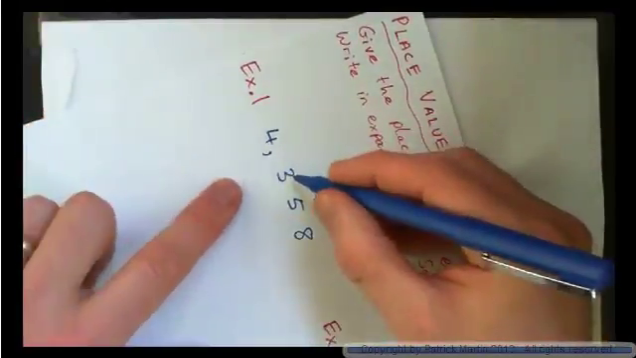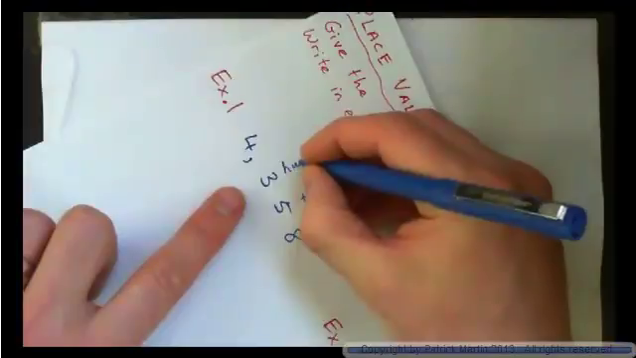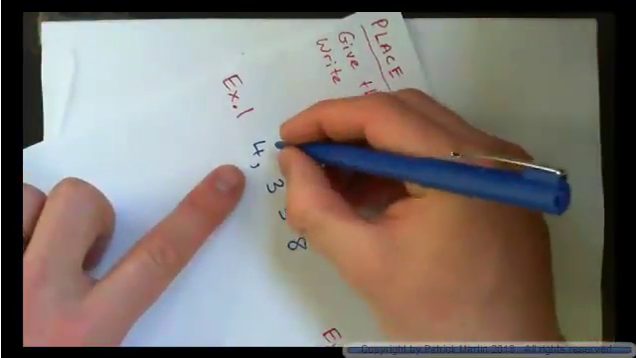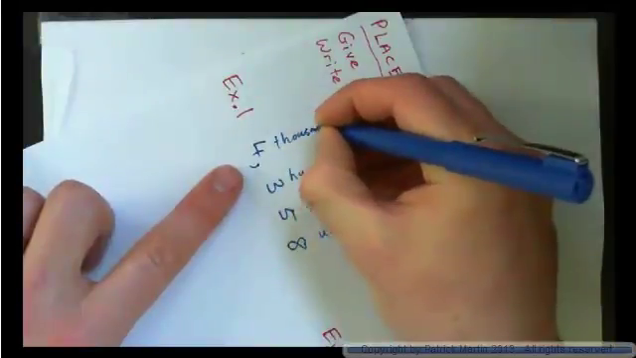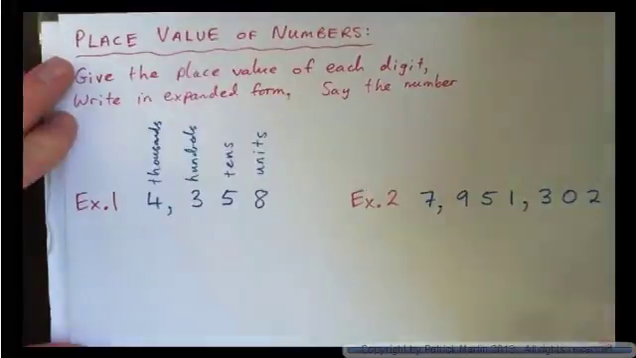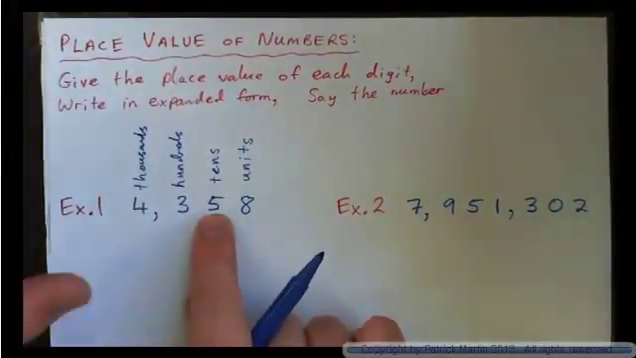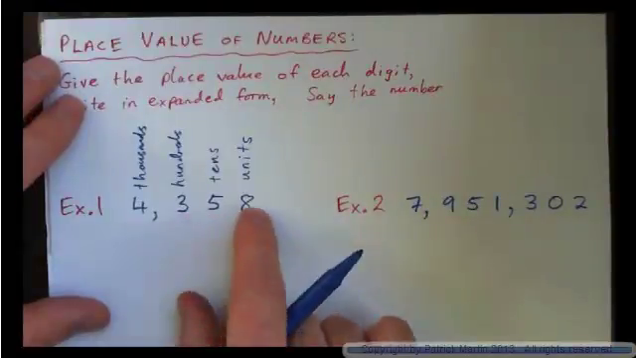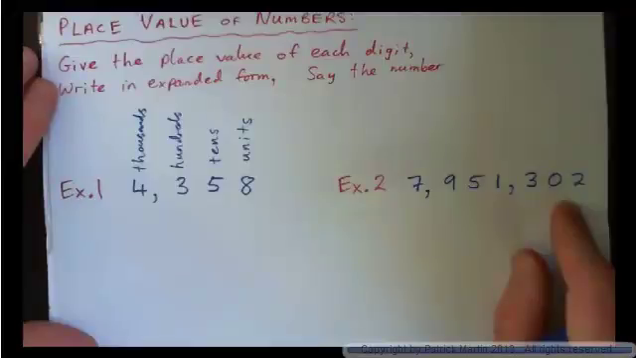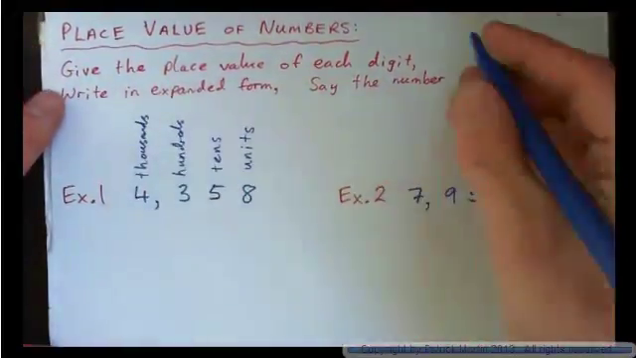5 tens, and what does the 3 represent? 3 is hundreds, right? And the 4 represents thousands, right? So we've got units, tens, hundreds, thousands. Okay, so it's 4,300, 5 tens and 8 units, or we just say 58, right? Now we've given the place value of each digit.